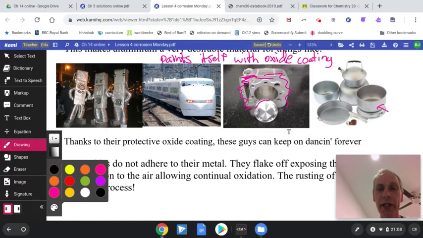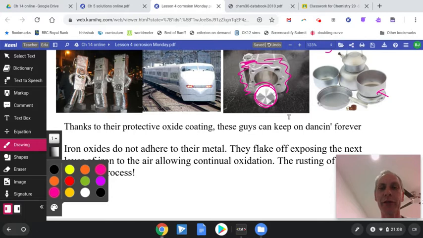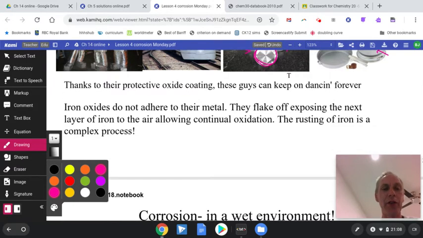When it hasn't been, it looks like this super shiny piston. Yes, piston. It's supposed to go in that cylinder. So fresh, new aluminum is super shiny, and then it immediately oxidizes and gets the dull gray color. Okay. Iron is a different story.